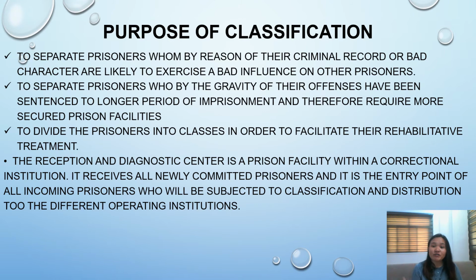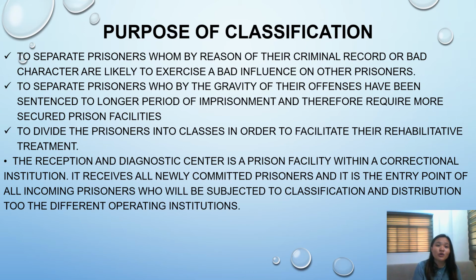Next, purpose of classification. Why do they need to classify the inmates? First, to separate prisoners who, by reason of their criminal record or bad character, are likely to exercise a bad influence on other prisoners. They need to separate those prisoners so that others will not be influenced. For example, one prisoner has bad habits, and another really wants to change. They do not want to influence those who want to change. So they need to separate those prisoners.